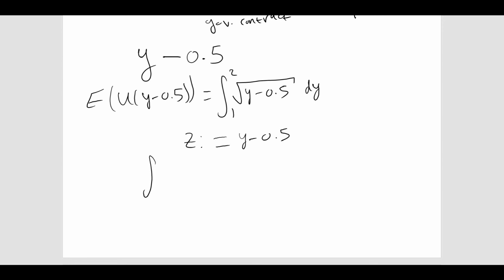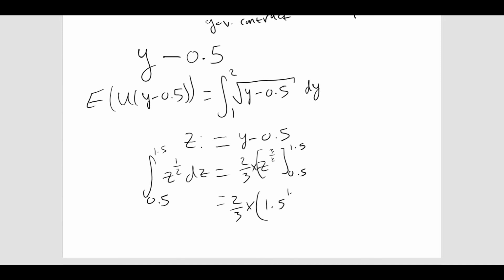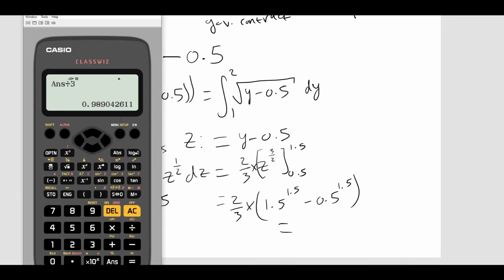So y minus 0.5 is going to be just 1 minus 0.5 at the bottom end, so 0.5 to 1.5 of the square root of z, or z to the power of a half. Because it's linear, dz is the same as dy, so I just have dz. The integral of z to the half is z to the 3 over 2, 2/3 times that. And we're going from 0.5 to 1.5. So we have 2/3 times 1.5 to the 3 over 2, take away 0.5 to the 3 over 2, or to the 1.5. We put that into our calculator. So 2/3 times 1.5 to the 1.5, take away 0.5 to the 1.5. And that gives me 0.989 to 3 decimal places.